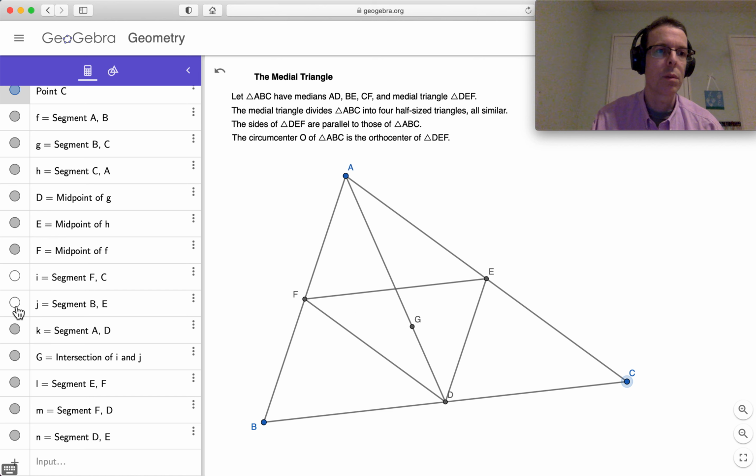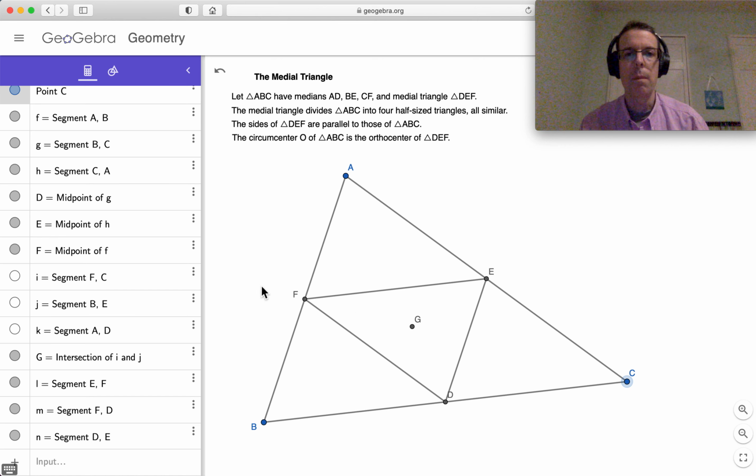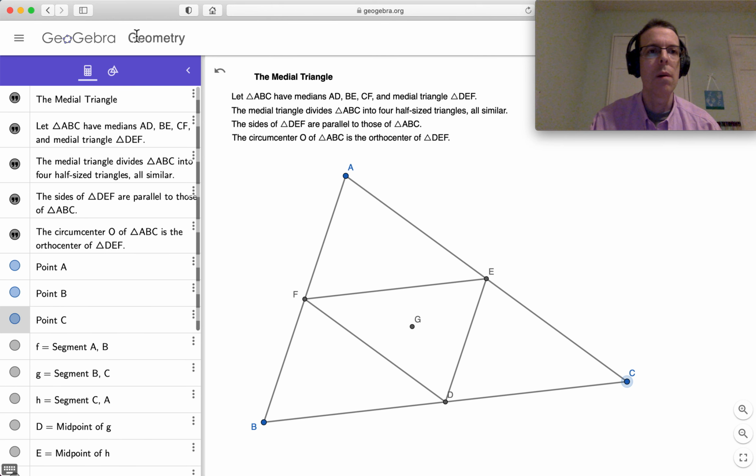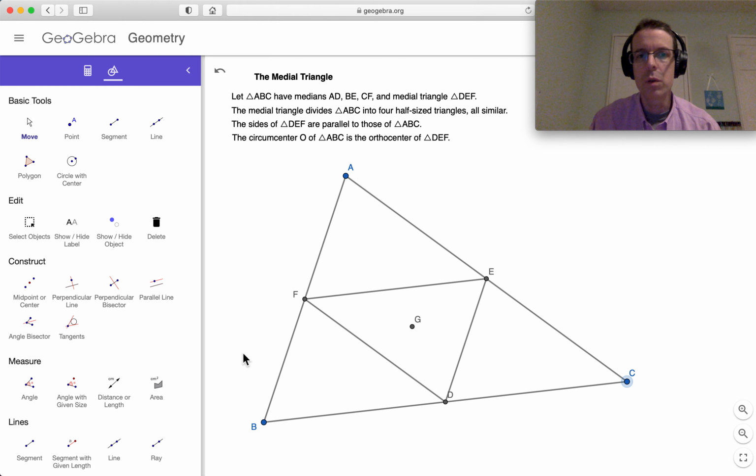So I'm going to hide these medians so that we can focus on this situation here. Now, those all look similar, right? AFE looks congruent to FBD, looks congruent to EDC, and in fact looks congruent to DEF. That's what we want to show. We want to show furthermore not only are they all congruent to each other, but they're all similar to the original triangle. And it's quite believable in this picture. AFE is just a half-size version of ABC. That's what we want to prove.